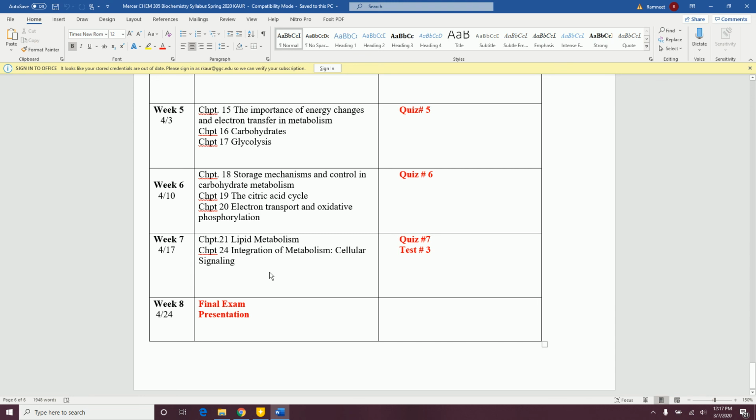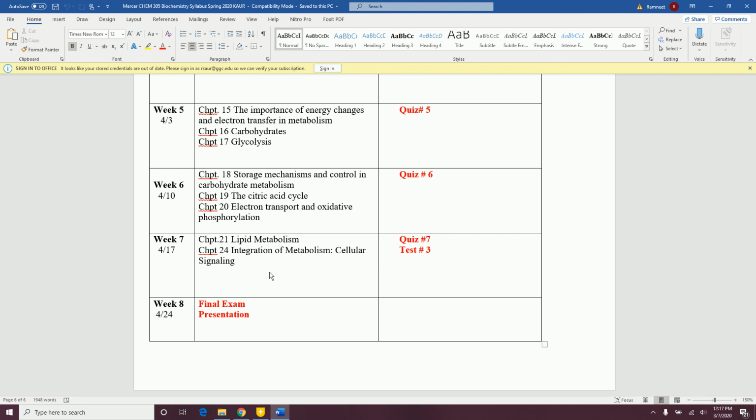Followed by week number 6 is week number 7, in which we are going to talk about lipid metabolism, which is covered in chapter number 21. And the last topic in this course will be chapter number 24, in which we are going to talk about integration of metabolism, how metabolism is integrated at different levels. That's the topic number 24.